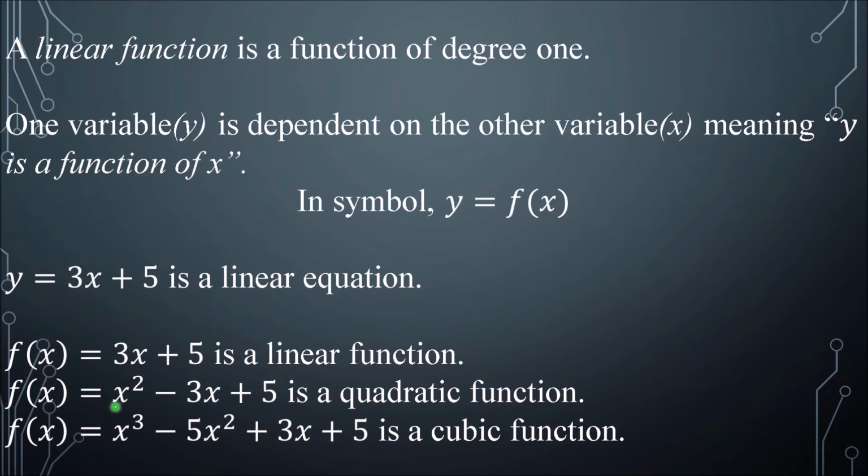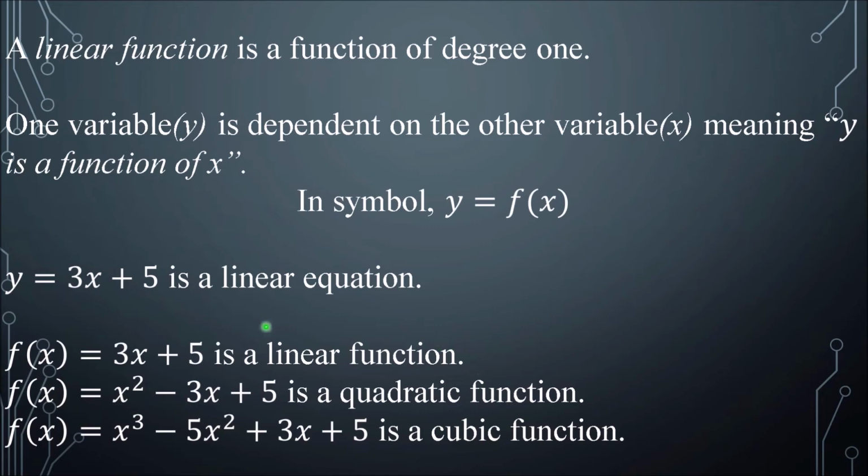Now let's talk about this one. This one is not a linear function. So f(x) is equal to x squared minus 3x plus 5 is not a linear function, but a quadratic function. This is a function of degree 2. A linear function is a function of degree 1. Now let's have a function of degree 3. f(x) is equal to x cubed minus 5x squared plus 3x plus 5. This is a cubic function, a function of degree 3.